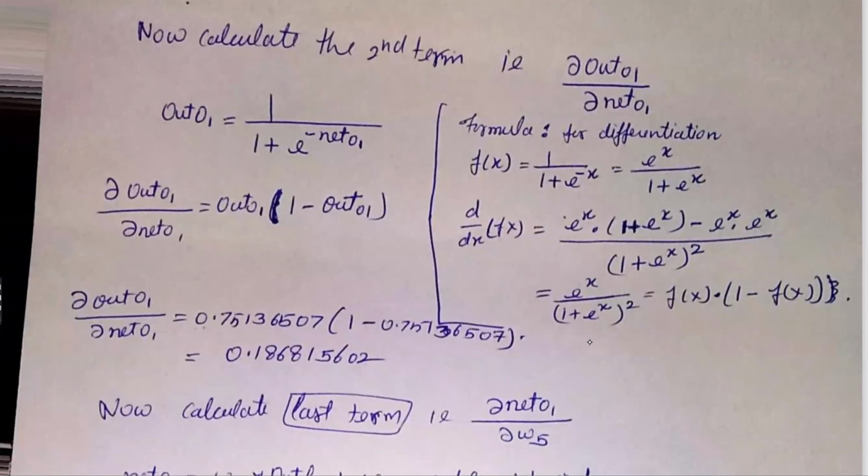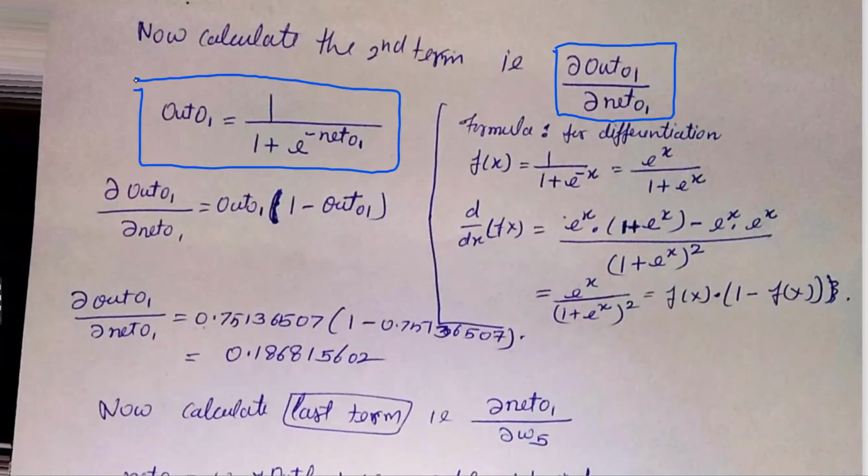Here, output of O1 with respect to net O1. Output of O1, how we have calculated this? We have calculated this with the help of this formula. Whatever the net O1 we have obtained, we apply the sigmoid function on that net O1 to calculate the output of O1.